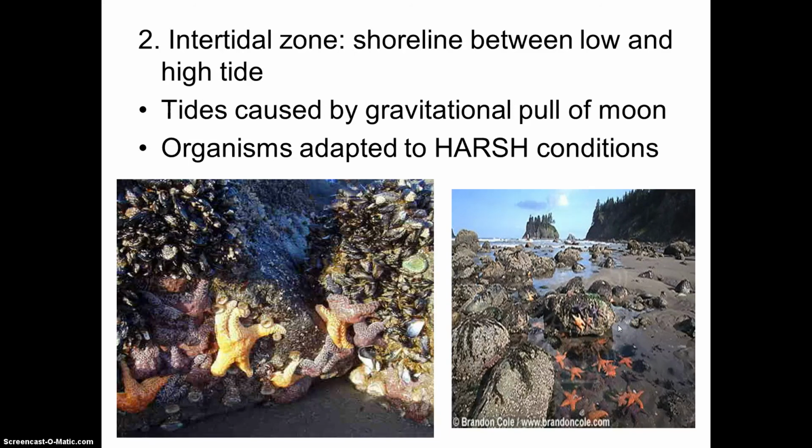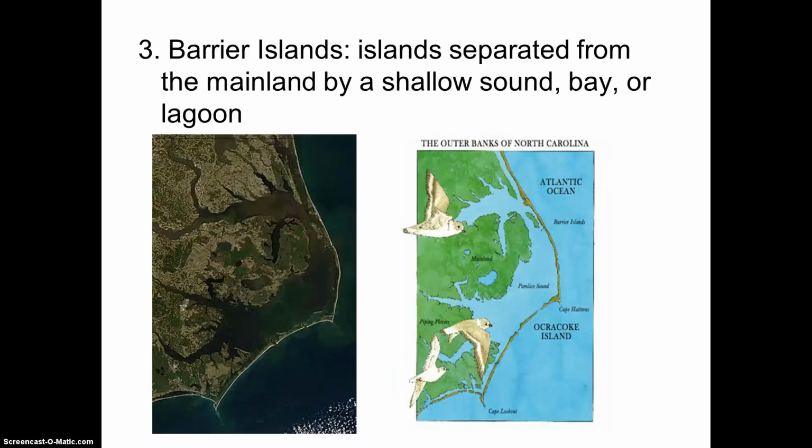The intertidal zone is also considered a coastal life zone. Here we're talking about the shoreline between the low and high tide. So sometimes it's underwater and sometimes it's not. Remember back to your basic earth and environmental science that tides are caused by the gravitational pull of the moon. We'll talk about that more later. But here, organisms have to be adapted to very harsh conditions because they go back and forth between being underwater and out of the water, and they're very susceptible to predation because they're so exposed. So these organisms are very, very highly adapted.